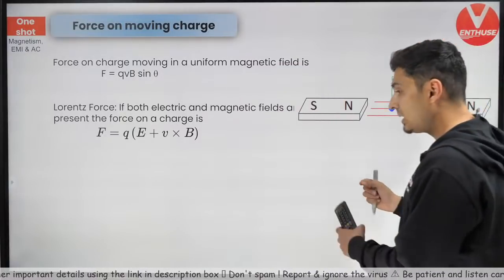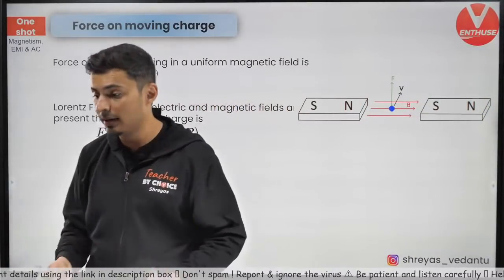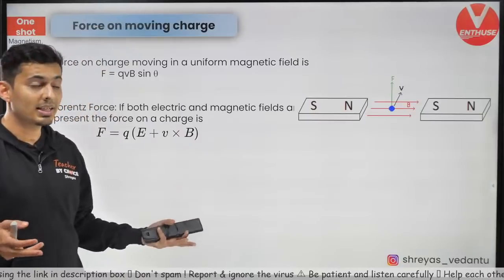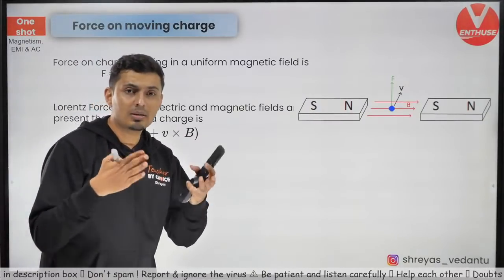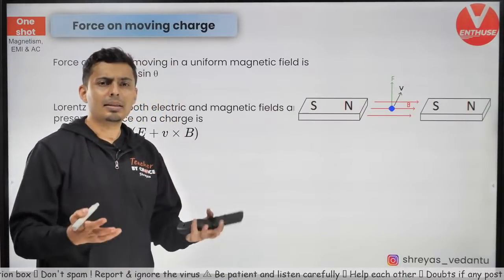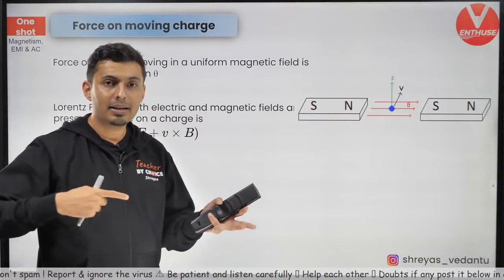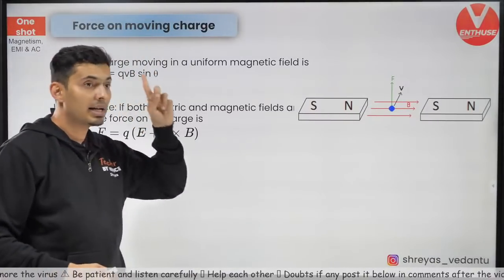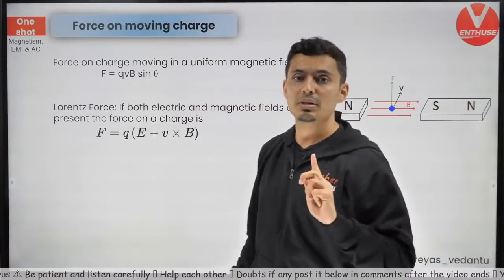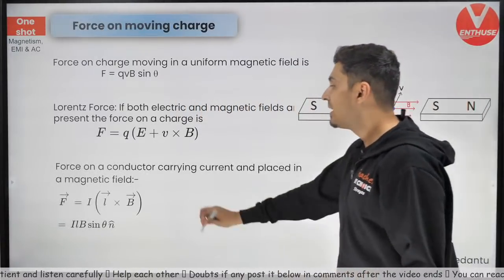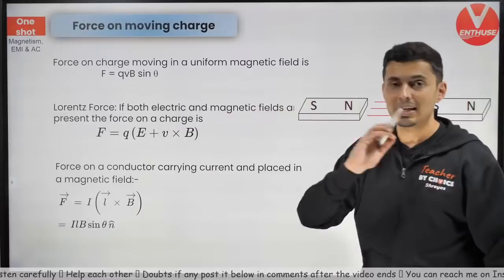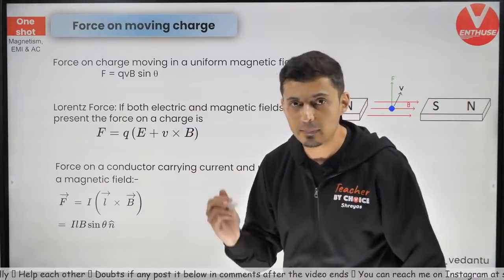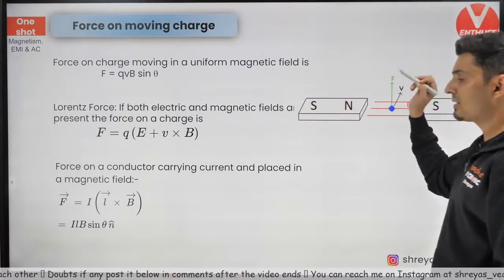Now, when you take a current carrying wire and place it in a magnetic field, at the end of the day, a wire carrying current is moving charges. So if a moving charge experiences force, a current carrying wire should also experience force. And that force is given by ILB sine theta or IL cross B. Remember all these formulas, we are going to use them.